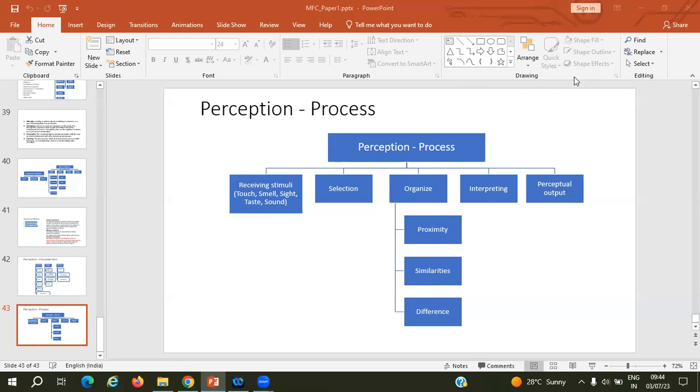This is one important thing, the process behind the perception. First you receive, then select, then organize, then interpret, then the output. And when you are organizing, it depends on the closeness, the similarities and dissimilarities. All these factors are dependent on the organization.